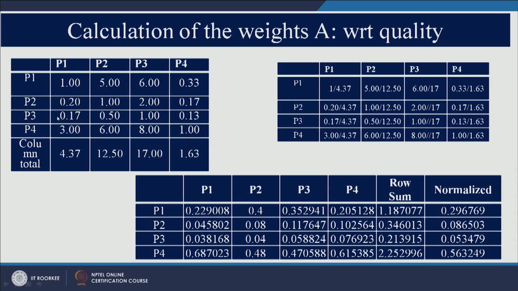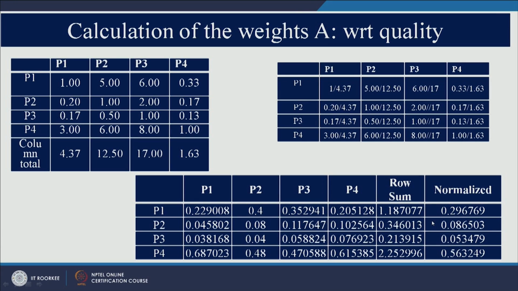After doing this, just calculate the total of each of these 4 columns, and divide each value by the total: 0.2 by 4.37, and so on. So, you will get all these values after dividing. This is for P1, P2, P3, P4, and this is the sum of all these for P1 to P4 just divided by 4. So, this is known as normalization, right.